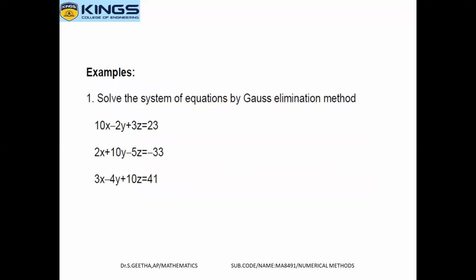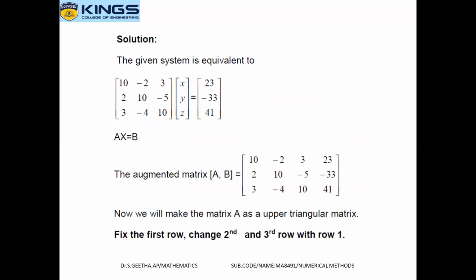10x minus 2y plus 3z equal to 23. 2x plus 10y minus 5z equal to minus 33. 3x minus 4y plus 10z equal to 41. The given system of equations can be written as AX equal to B. Here A is the coefficient matrix, capital X is the column matrix x, y, z, and capital B is the column matrix 23, minus 33, 41.